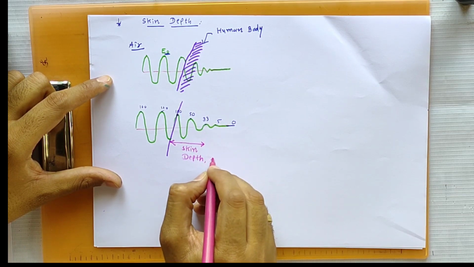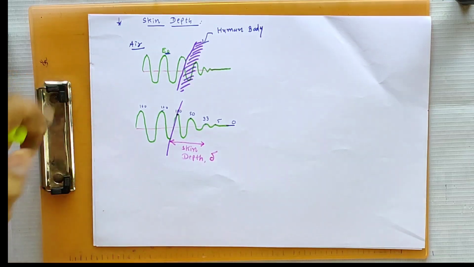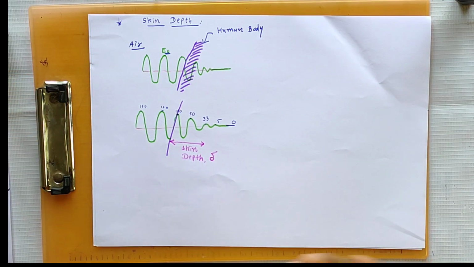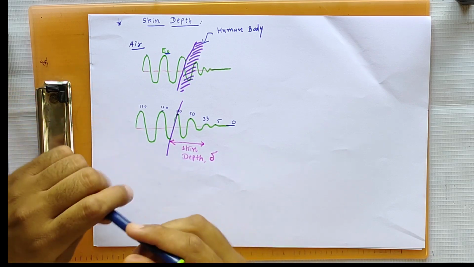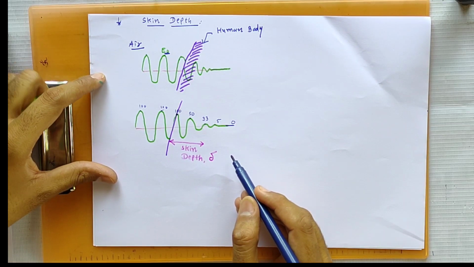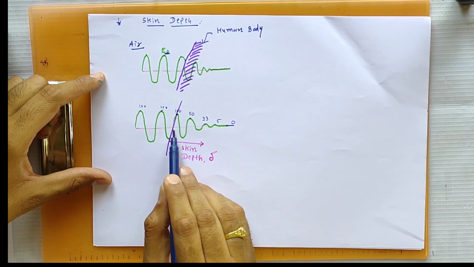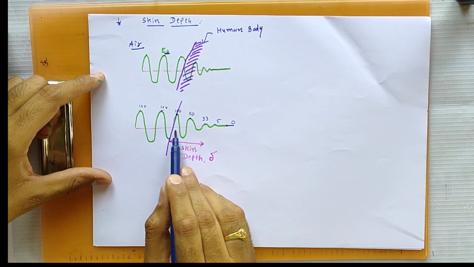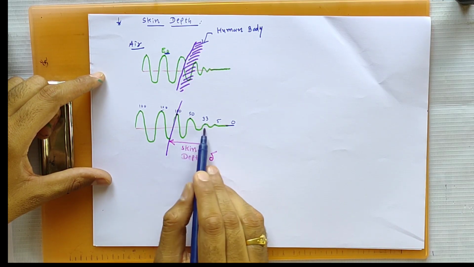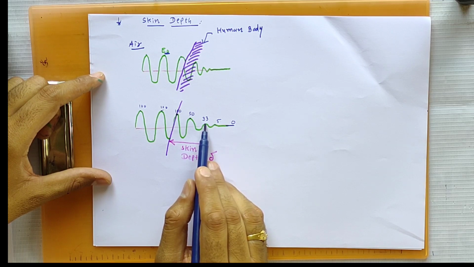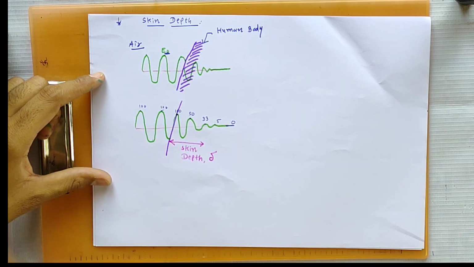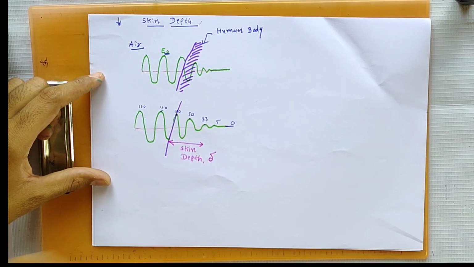Skin depth is denoted as del. This delta or del, you can say anything. So delta is the skin depth. Again, what is skin depth? Skin depth means the distance traveled by electromagnetic wave inside the good conductor where its value becomes 33% of its maximum value. So it is skin depth.